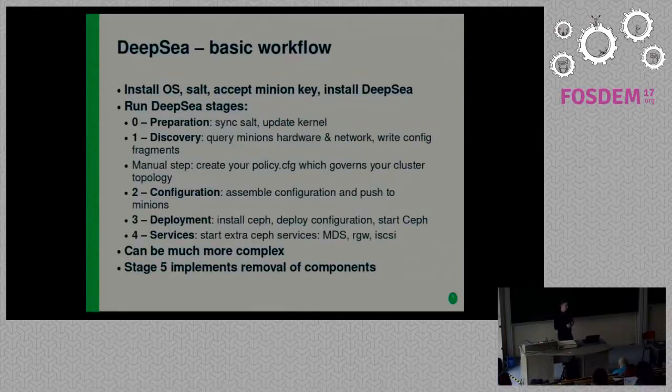And in the next part, where we'll go into a deployment process, we'll only look at stages 1, 2, and 3 because of time constraints mostly. Especially stage 4 can get quite complex. If you look at iSCSI deployment or RGW, you can have multiple gateways that interact with each other, and the whole configuration just can become quite complex. So there's not enough time here to cover all that.